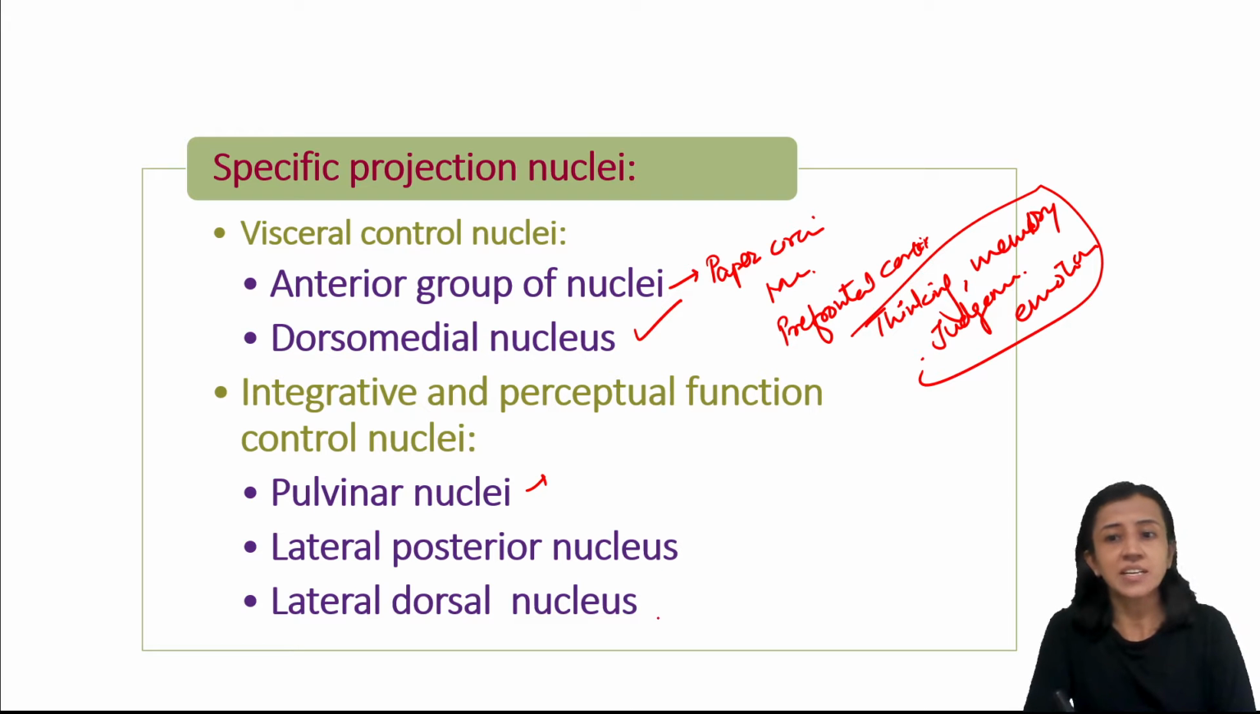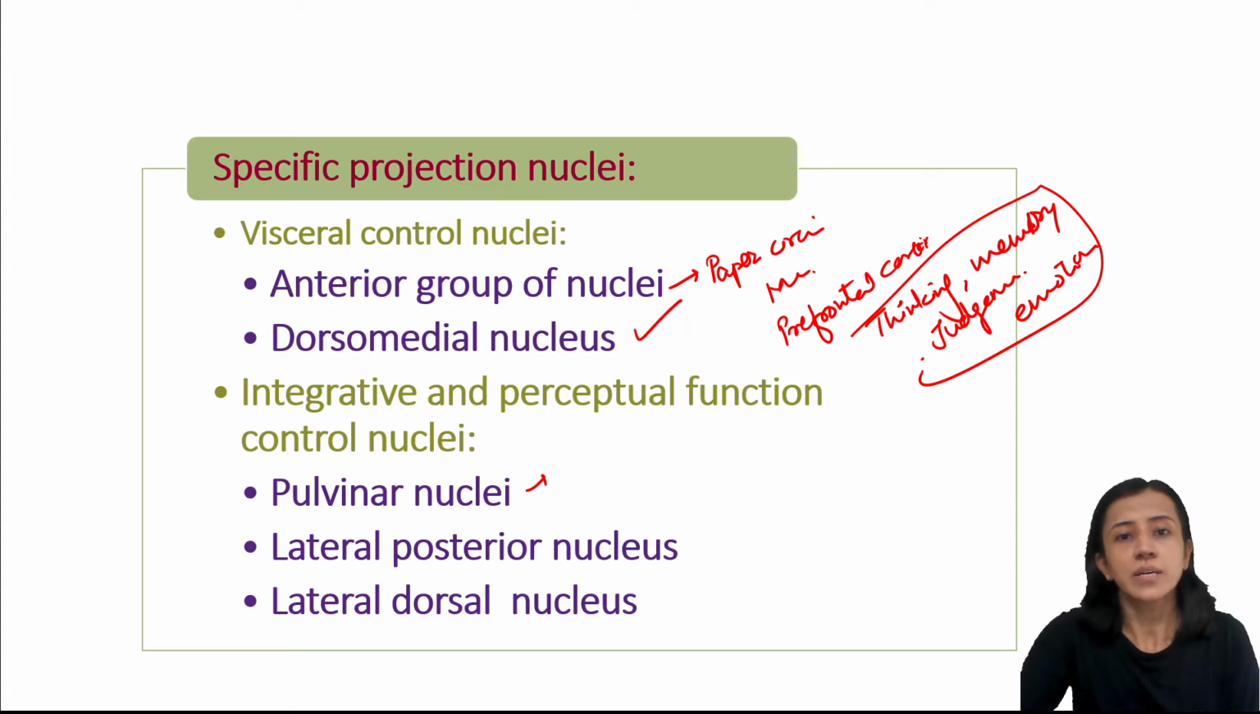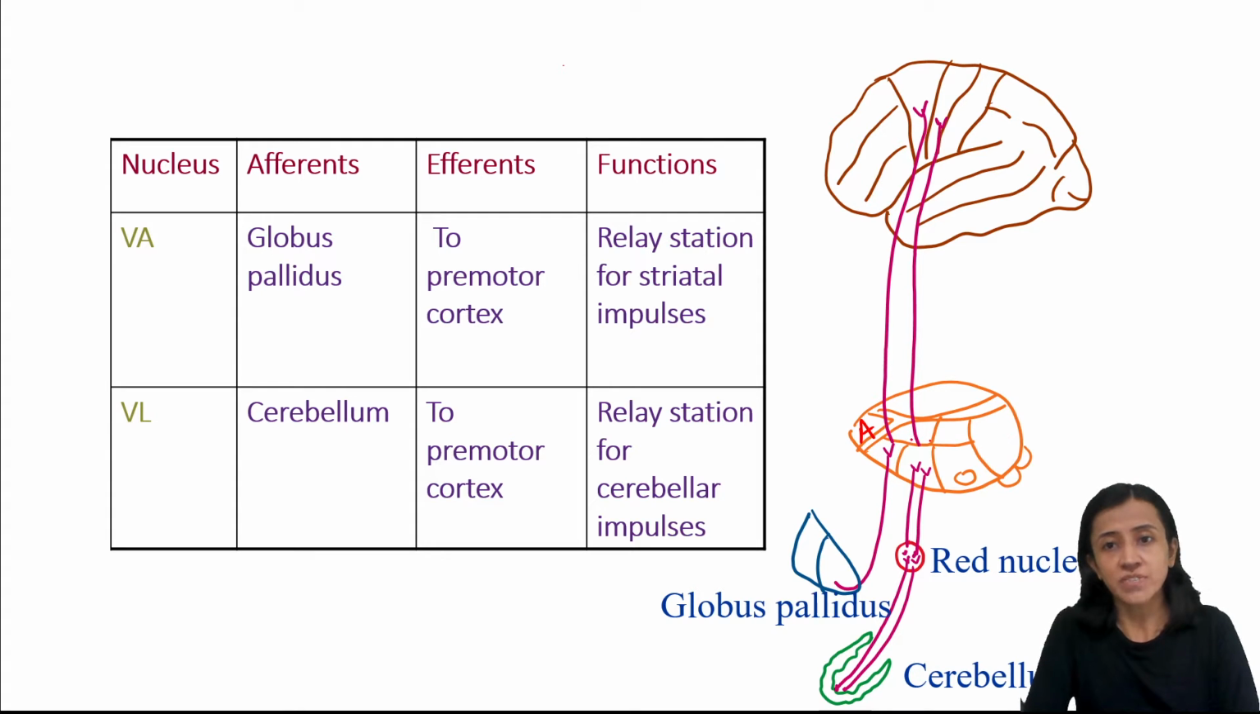Then lateral posterior and lateral dorsal nuclei. We will discuss one by one. Now, along with the diagram we can see all the nuclei here. First of all, as I told you, the anterior group, this is lateral, this is medial. Lateral is further divided into ventral and dorsal. Ventral is ventroanterior, ventrolateral, ventroposterior.